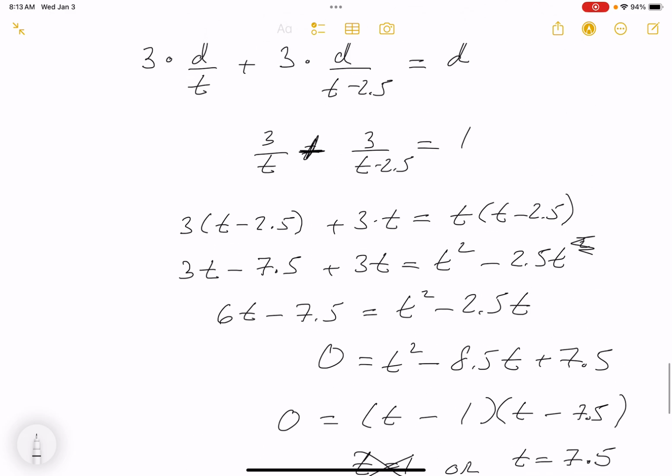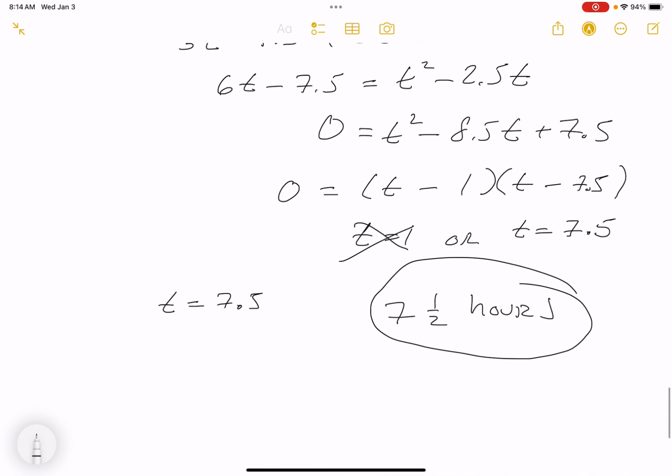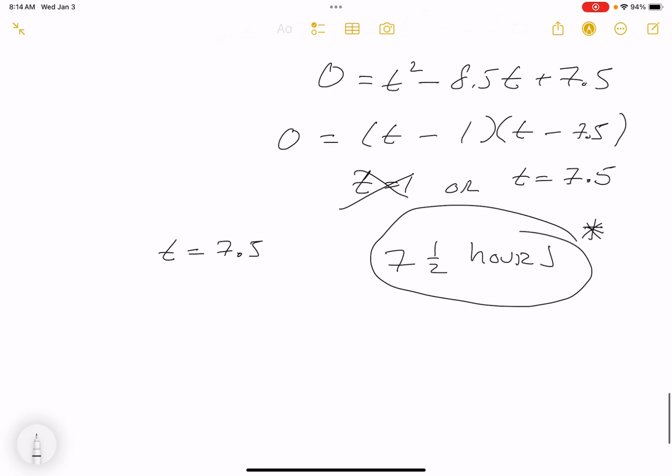Let's go back and see what happens over here, though. I'm going to put down, this is going to be D over 7.5, and this is going to be D over 5. All right? I think I can figure out D now, if I wanted to. Actually, it's not being asked for. Why would I do that? So anyway, we got our answer, 7.5 hours. We're done. Thank you.